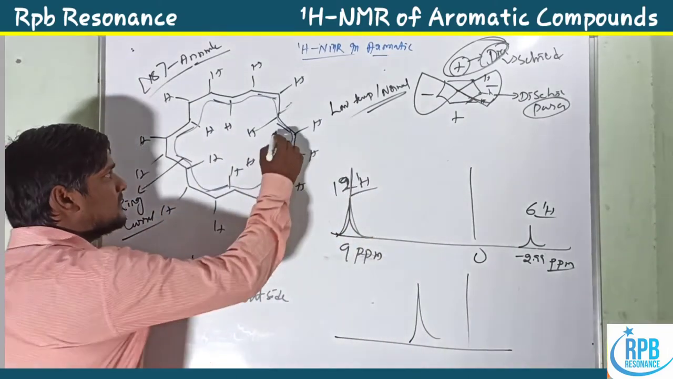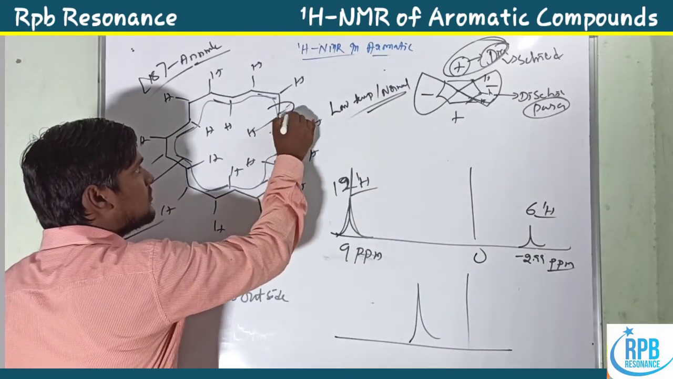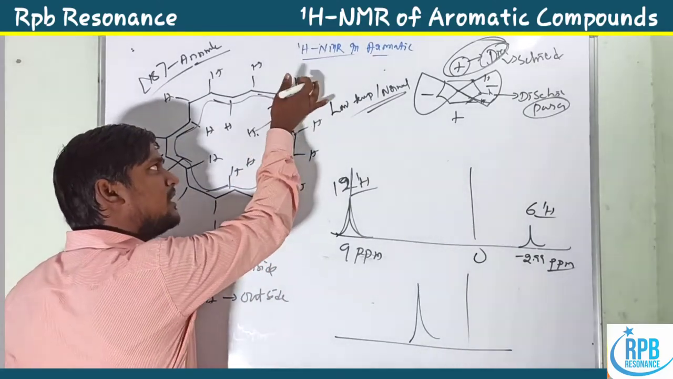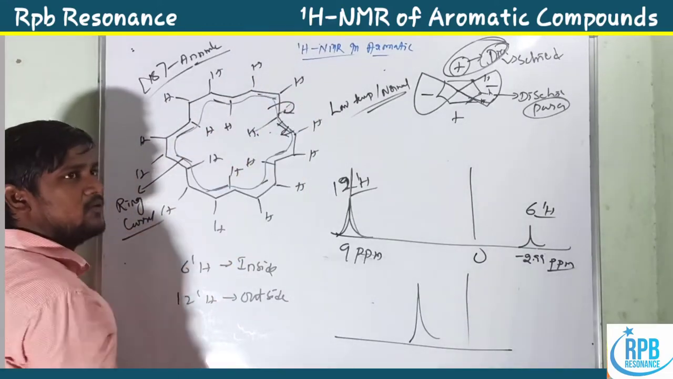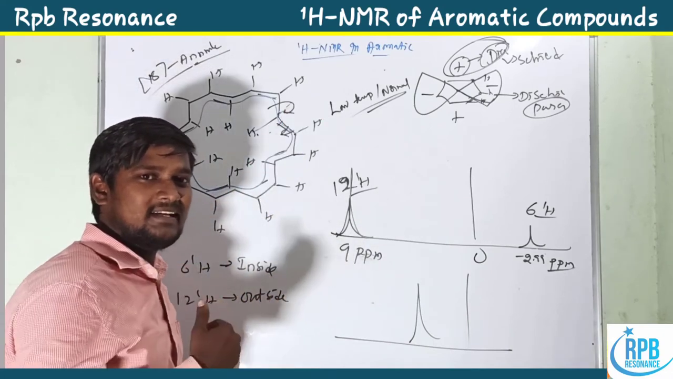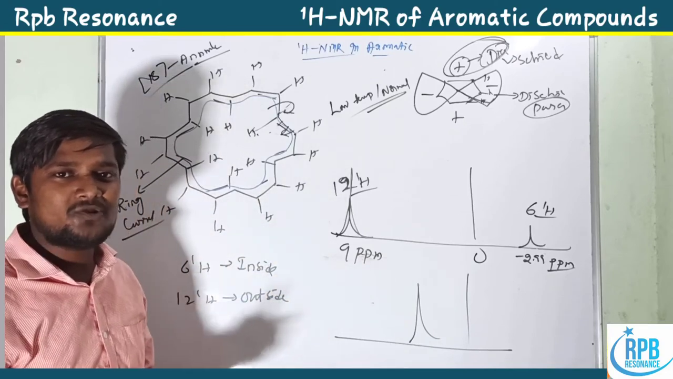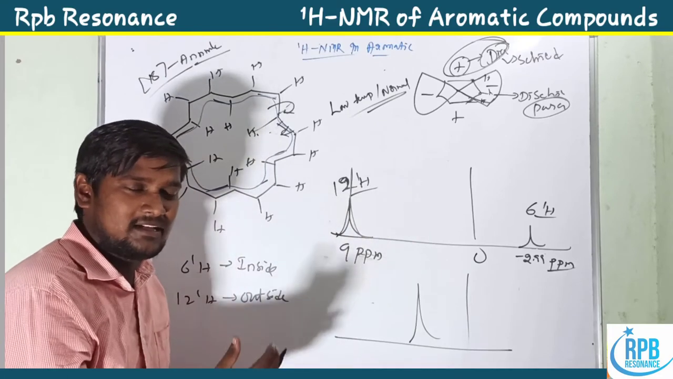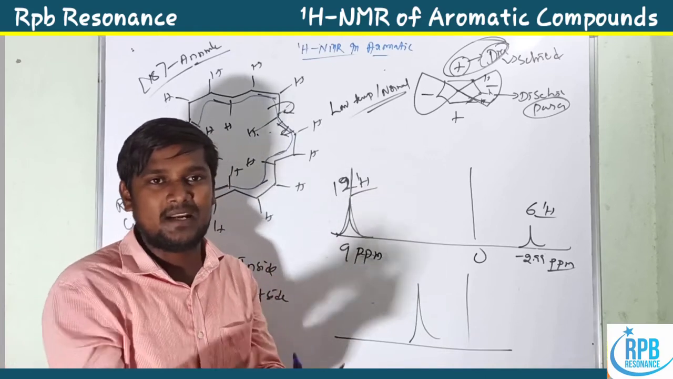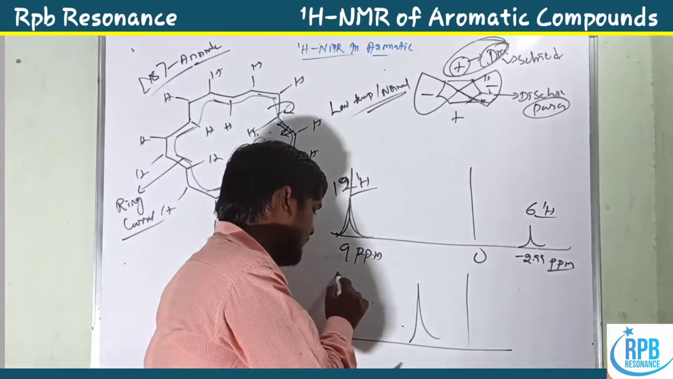Why? Because at higher temperature, the C-C single bond, it is not the double bond, so here it is the C-C single bond. So the C-C single bond is rotated. At that time the inside proton becomes an outside proton, and the outside proton becomes inside. The C-C single bond rotation gives a rapid exchange between the inside and outside protons. Due to the rapid exchange, our NMR instrument cannot capture those inside protons and outside protons separately. So all the protons will appear as a single peak at higher temperature.